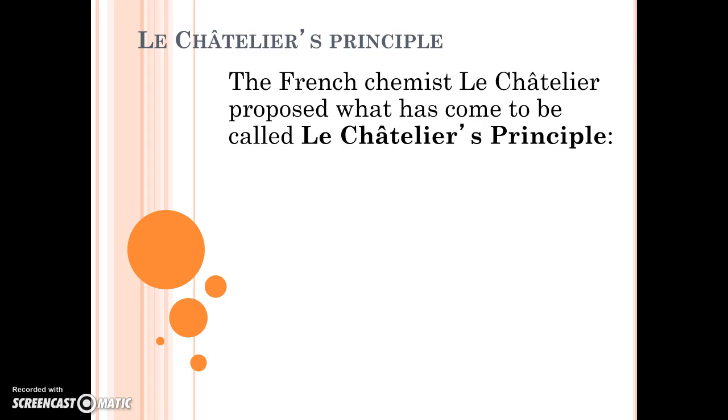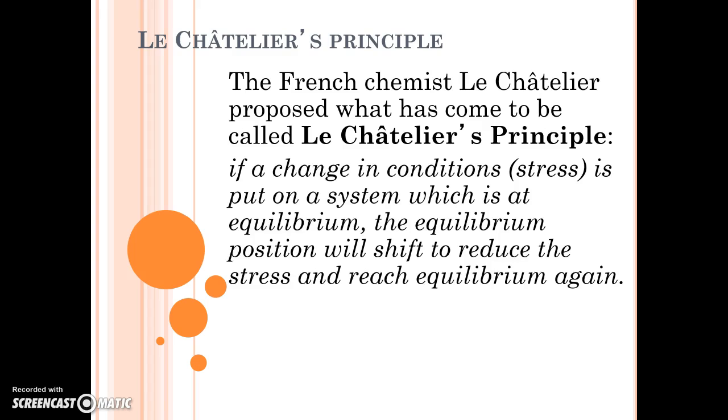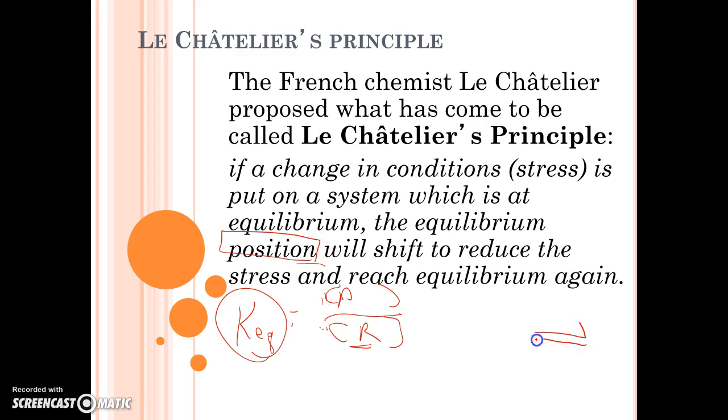So Le Chatelier's principle says, French chemist Le Chatelier said, if a change in conditions, a stress, is put on a system which is at equilibrium, the equilibrium position will shift to reduce the stress and reach equilibrium again. Remember, we have equilibrium constants, and they're equal to the concentration of our products over the concentration of our reactants. The ratio is going to stay the same. So if you change the products, the reactants have to change correspondingly for the equilibrium constant to be a constant. So when we say the position is going to change, we're asking, are we going to favor the right side or favor the left side of this reaction?